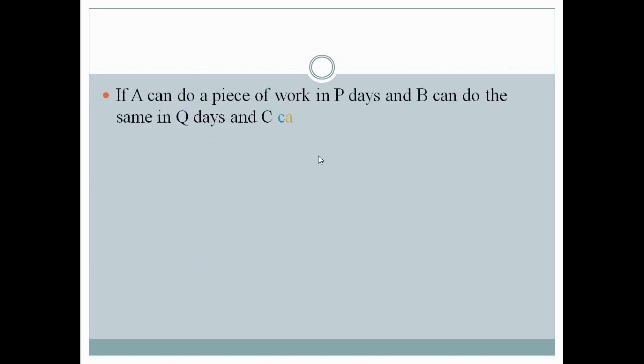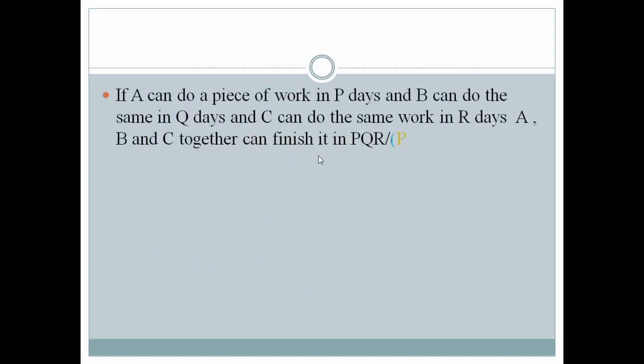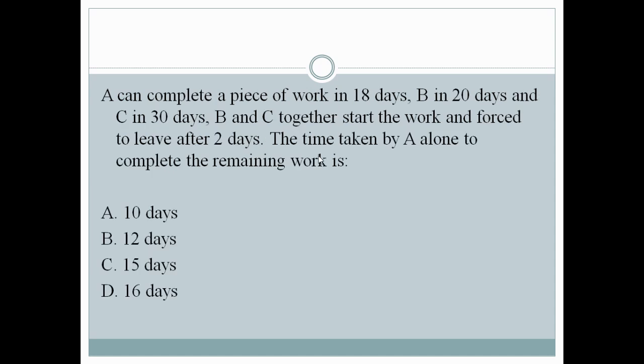So another shortcut, very important. If A can do a piece of work in p days, B can do the same work in q days and C can do the same work in r days, then A, B and C together can finish the work in pqr by pq plus qr plus pr days. So this also you can use. So let us go to the questions one by one.